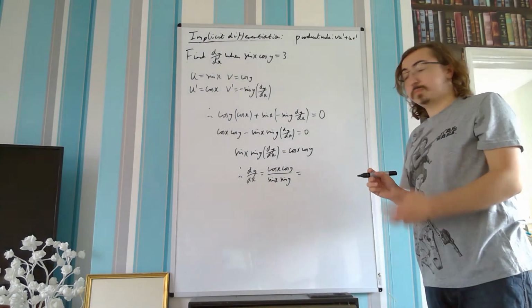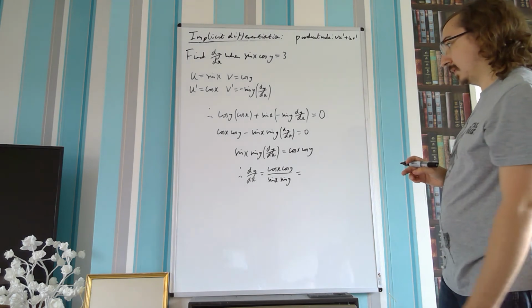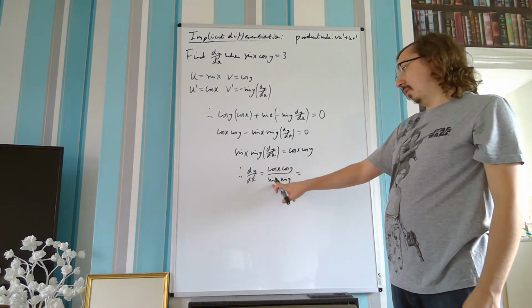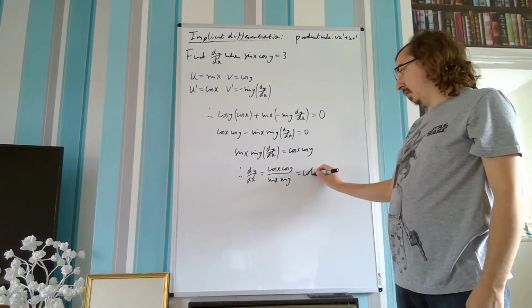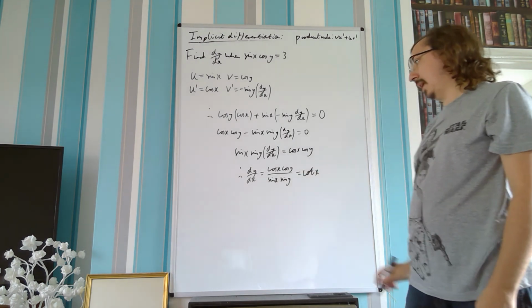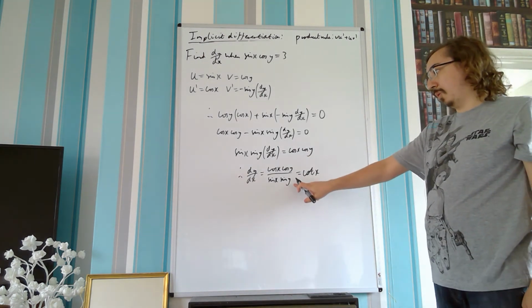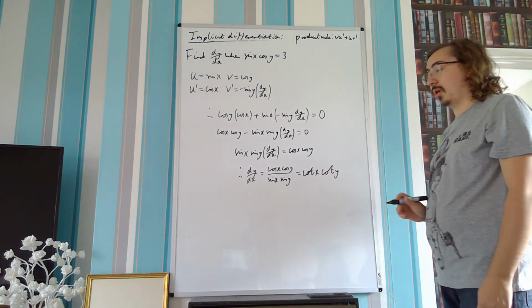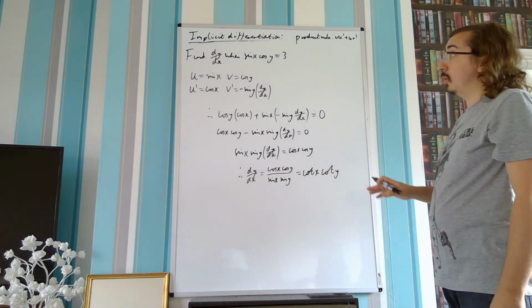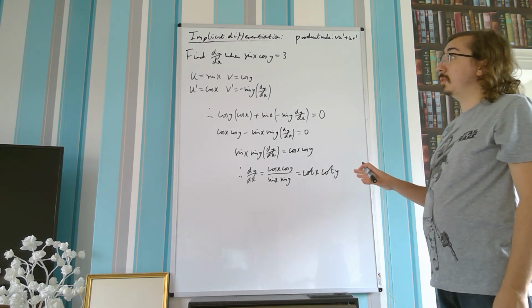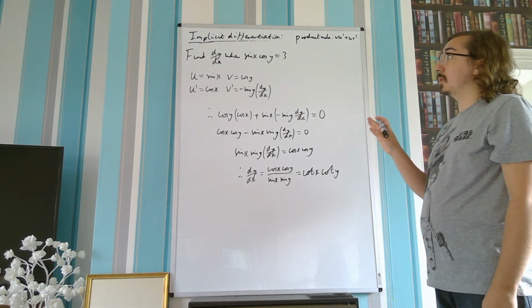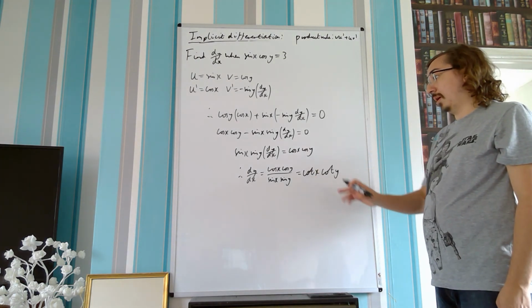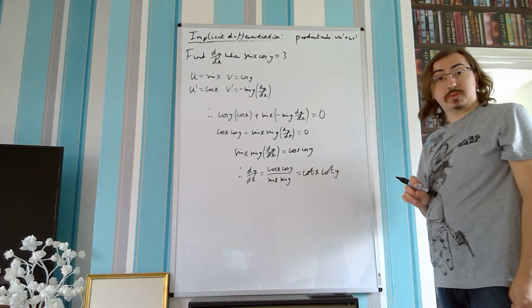And you might be able to spot that there's a couple of identities here. Cos x over sine x is the same as cot x, and cos y over sine y is the same as cot y. So ultimately, our expression for dy by dx when sine x cos y is equal to 3 is dy by dx is equal to cot x cot y.